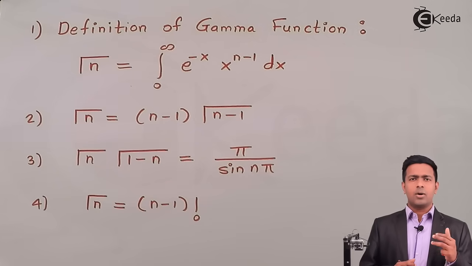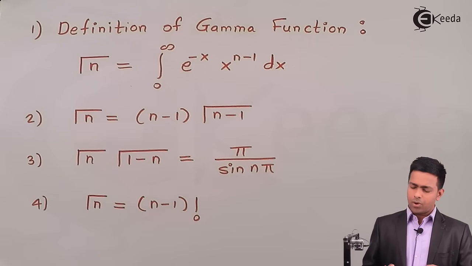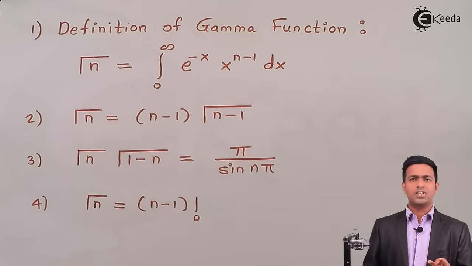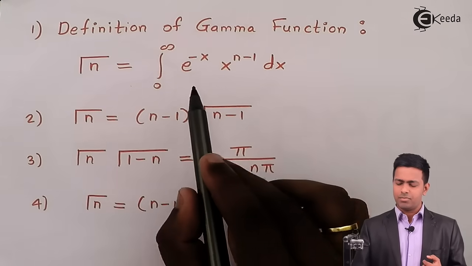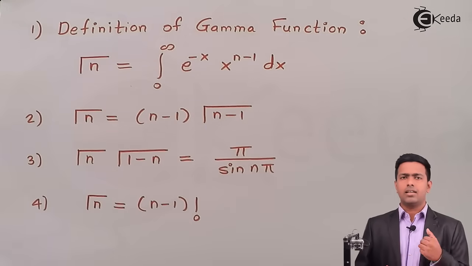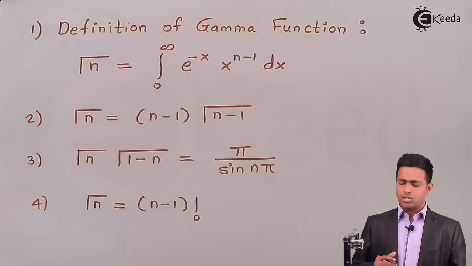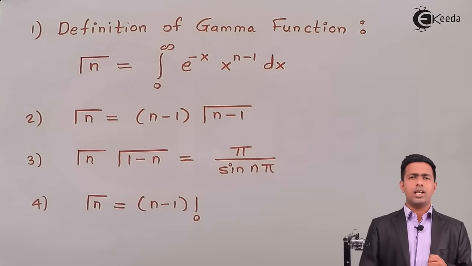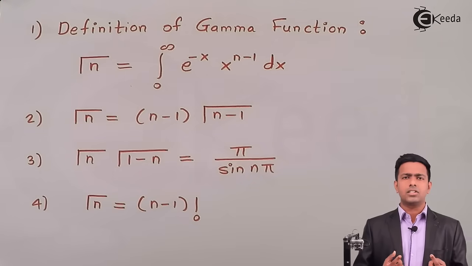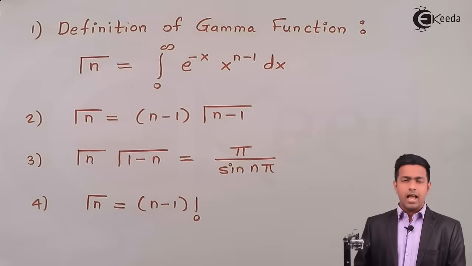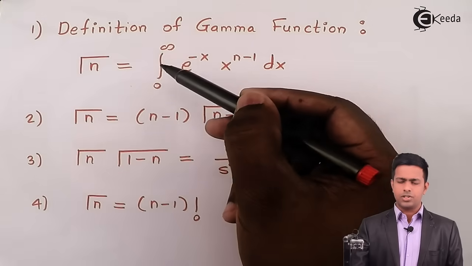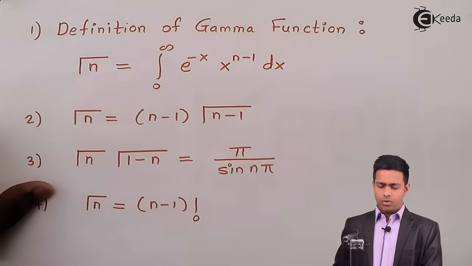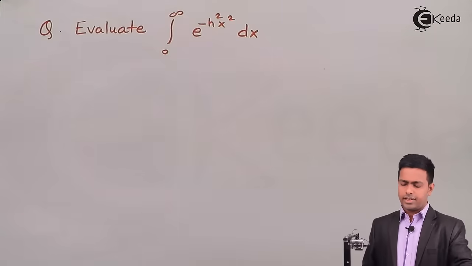So let's talk about it in simple terms. Now here we have two terms. One of them is the exponential term, that is e raised to minus x. Another one is the algebraic term. So in short, if I want to apply the definition of gamma function, I should bring two terms in the integration. One should be exponential and the other should be algebraic, and with that the limits must be from 0 to infinity. Now let's come to our case.